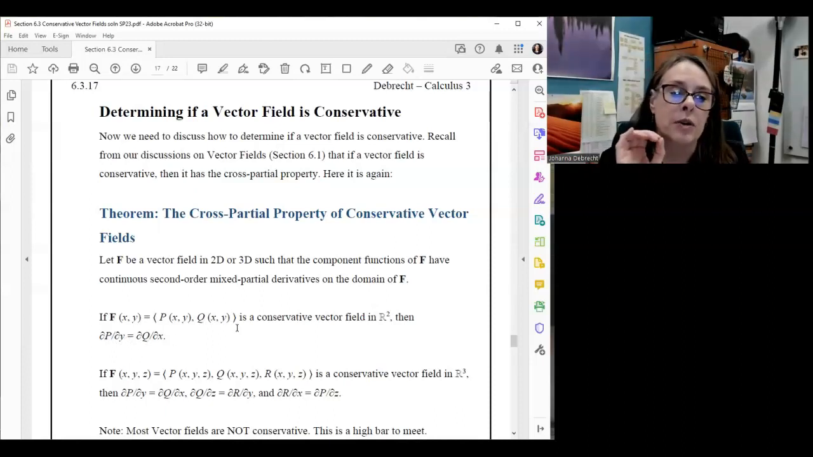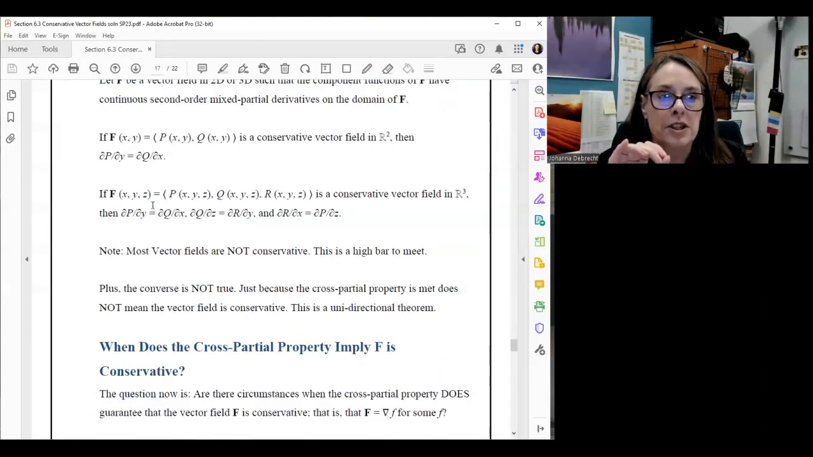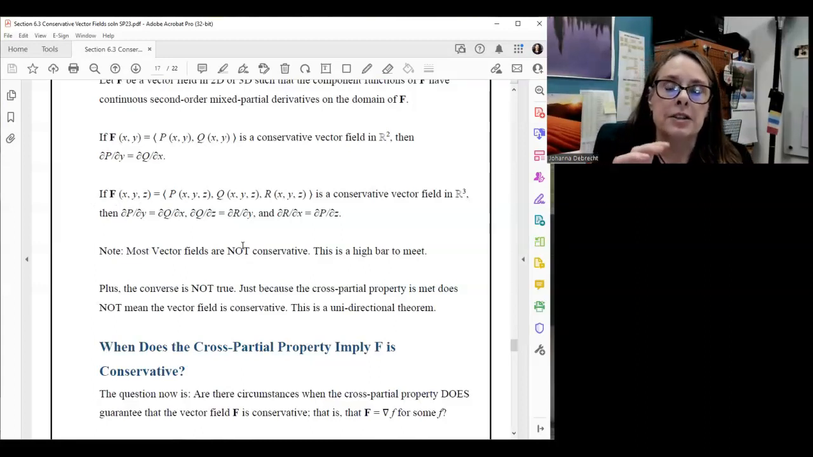Now, when we have a function of three independent variables, so what you're seeing right here in the middle of the screen, it gets more complicated. In that case, we have to establish that it's got these weird cross partials. So remember, if it is conservative, then p itself is already the partial of the potential function with respect to x. So what we're saying is that the partial of f with respect to x and then y is equal to the partial of f with respect to y and then x. In other words, the mixed partials are equivalent to each other, which means it's continuous.